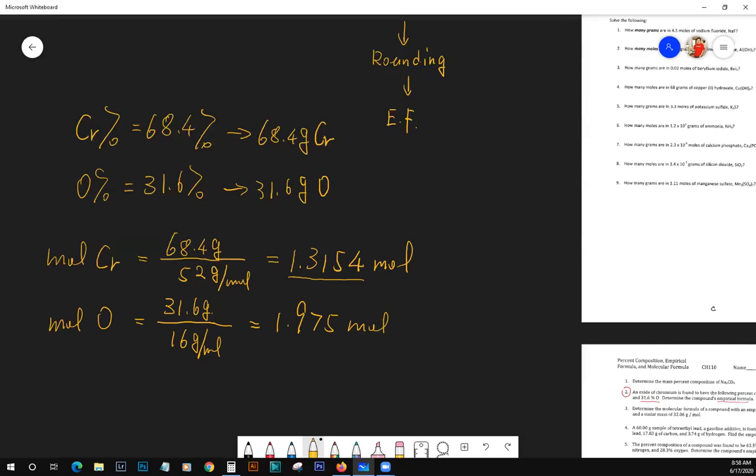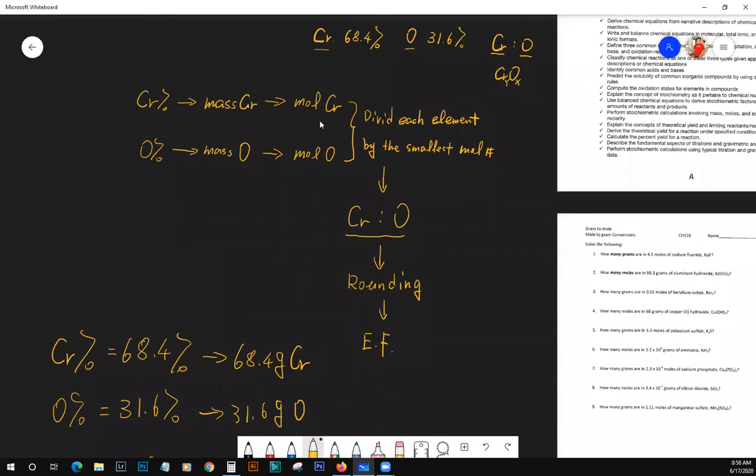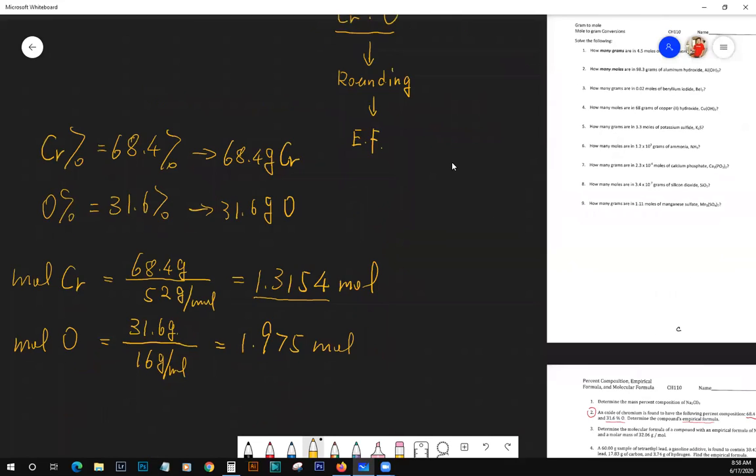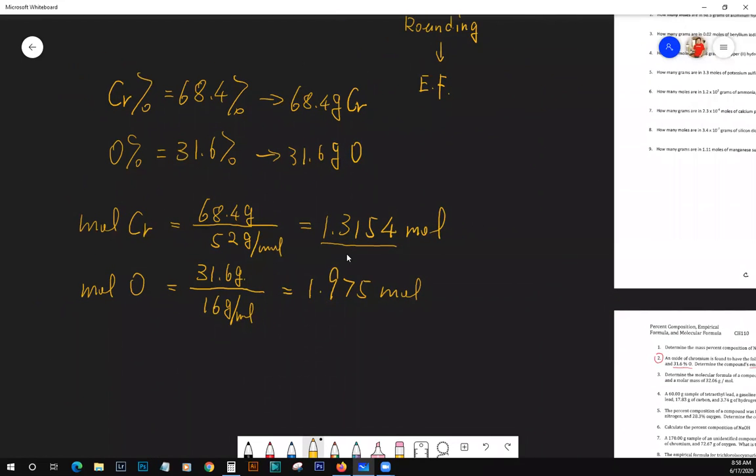Once we have the moles, what's the next step? We already have the moles of chromium and the moles of oxygen. The next step is to divide each element by the smallest mole number. What does that mean? Smallest number. We have two moles: the moles of chromium is 1.3154 and the moles of oxygen is 1.975. Which one is the smallest?